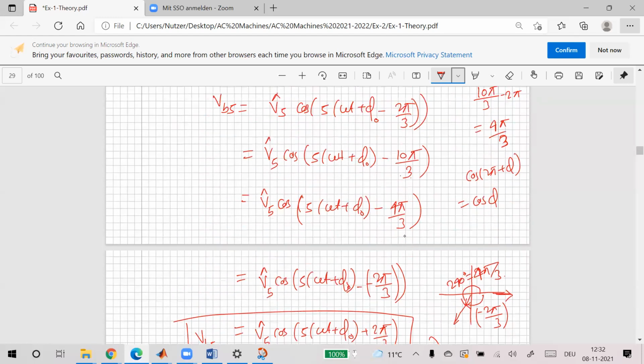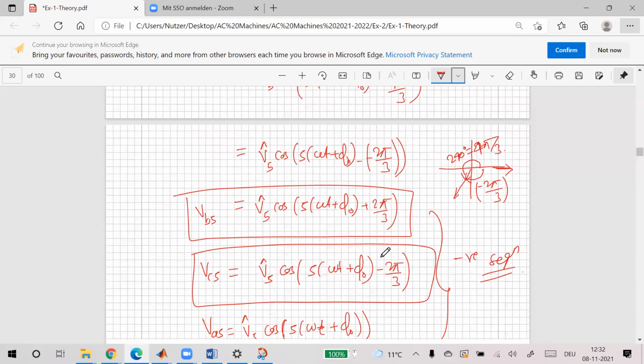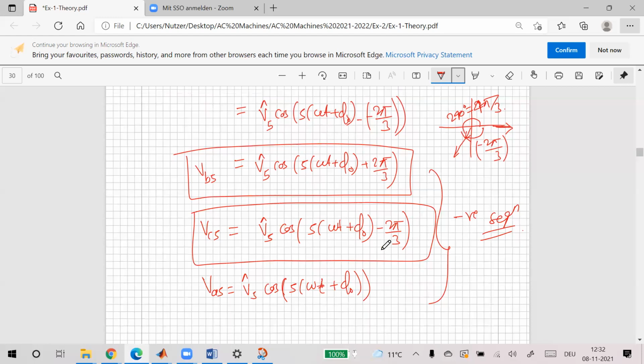You are clear how we got this minus 2 pi over 3, right? Everyone is clear? Yeah. So if you know how to get this one, then probably you will also know how you can get this as minus 2 pi over 3. Okay. So this makes negative sequence.